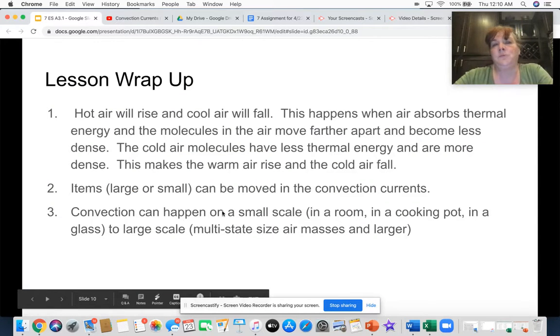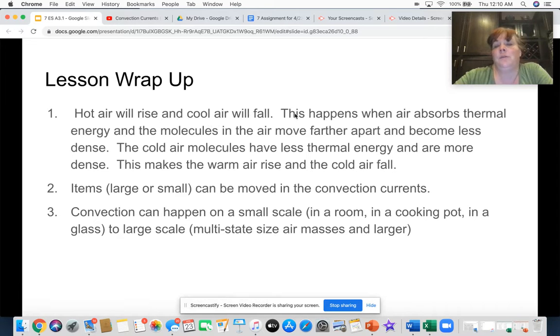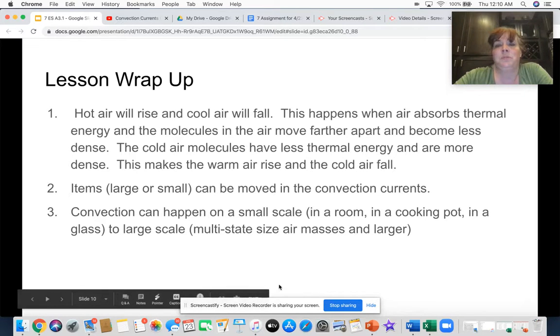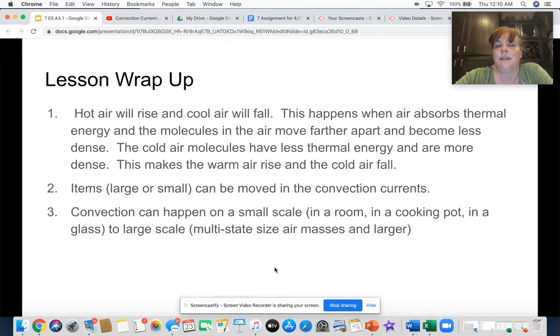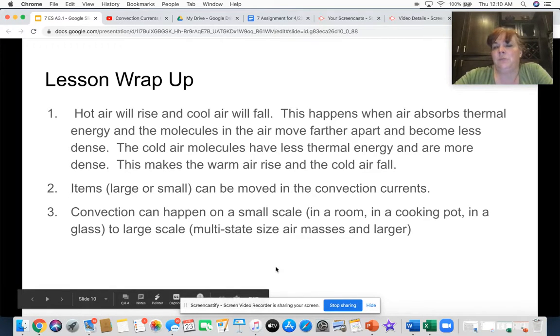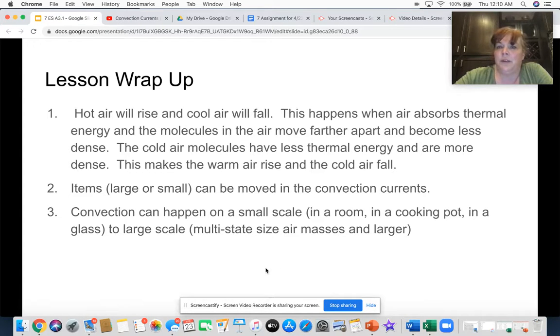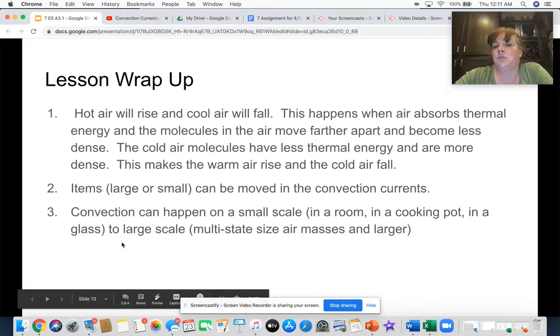So, quick lesson wrap up: hot air will rise, and cool air will fall or sink. This happens when air absorbs thermal energy and the molecules in the air move farther apart and become less dense. The cold air molecules have less thermal energy and are more dense. This makes the warm air rise and the cold air fall. Items, large or small, can be moved in the convection currents.